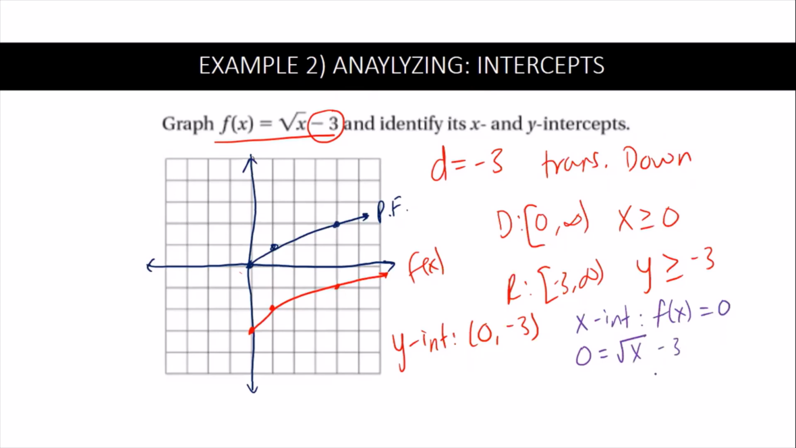You should have plenty of room. All right. So what would I need to do to get x by itself? I would need to add 3. So that cancels out the 3's on the right side, leaves me with 3 equals the square root of x. How do you cancel out a square root? Square it. And what is 3 squared? 9. So therefore, my x-intercept, if this graph would continue, would be at 9, 0.